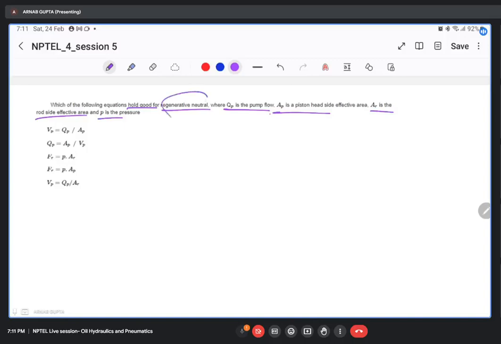What is this regenerative neutral that we are talking about here? First, you have to identify that. What is it? What is the regenerative neutral? Anyone?